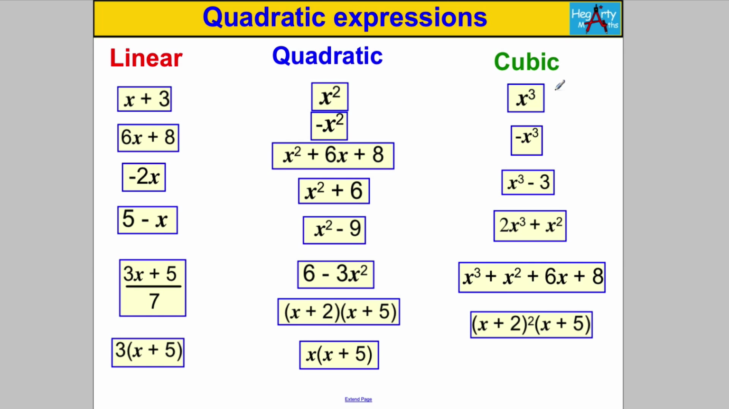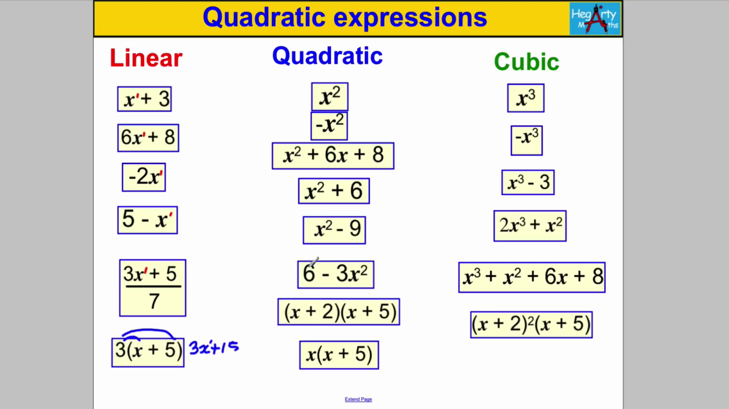Hopefully you got the following. Linears have highest power x to the power of 1. All of these have x to the power of 1 as their highest power. Even this one here, (3x + 5)/7. The dividing by 7 doesn't change that you've got x to the power of 1. And this one might be trickiest. It's got a bracket, and if you multiplied out that bracket, we'd have 3x + 15. And again, that's x to the power 1. So they're all what we call linear.